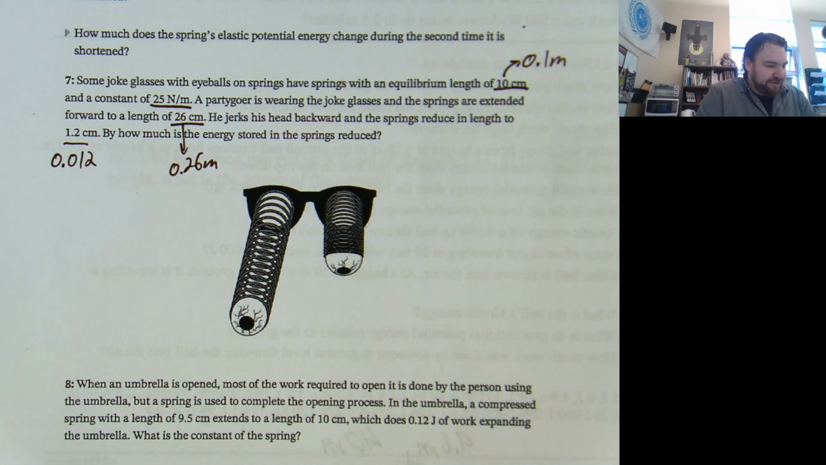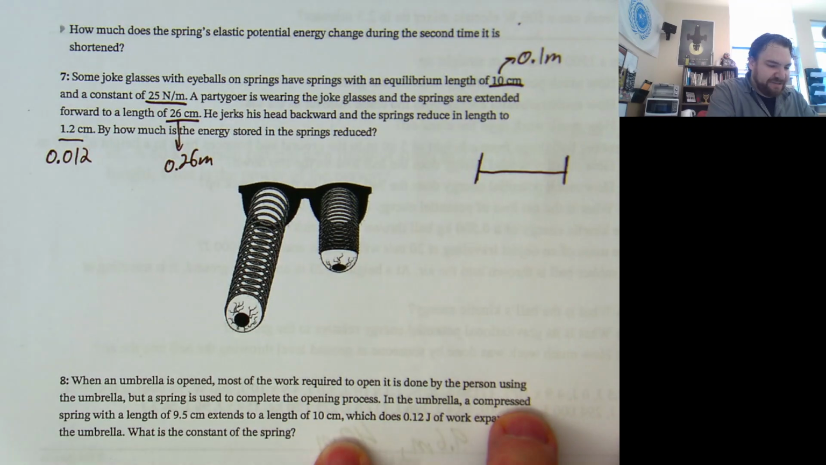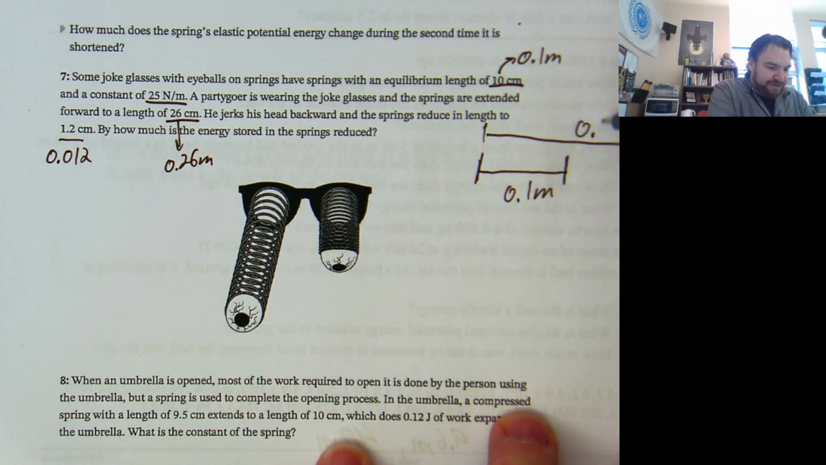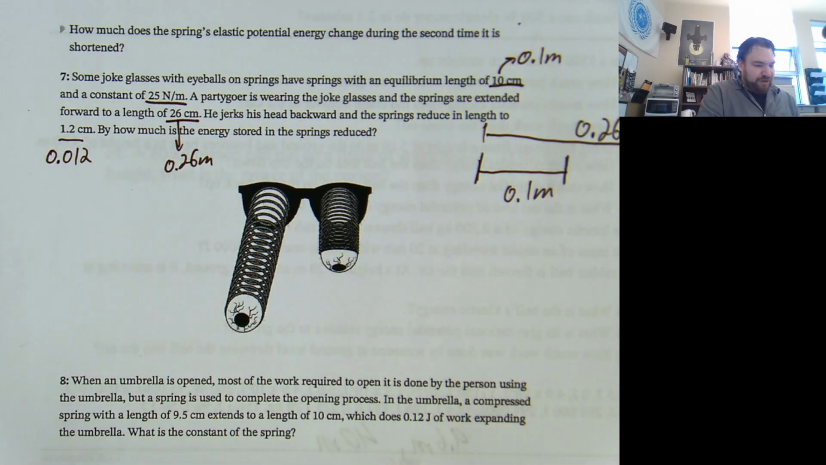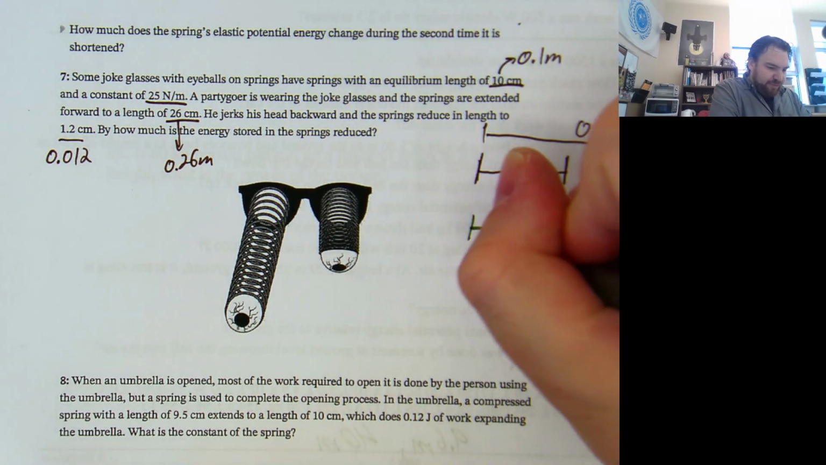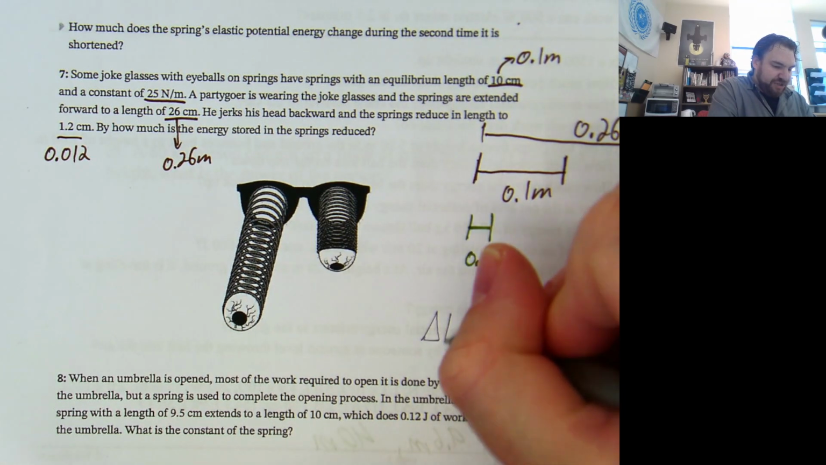Okay, so we've got a few things here. We have our equilibrium length for the joke glasses, and then it goes out, and this is 0.1 meters. It goes out to 0.26 meters, and then it shrinks to 0.012 meters. And what we want to know is how much is the energy in the springs reduced, presumably from the maximum length down to the shortest length. And so what we're looking for is the change in the potential energy.